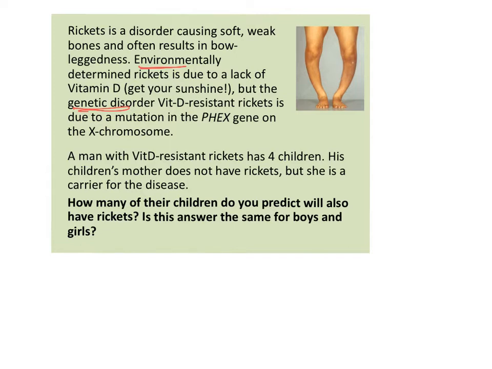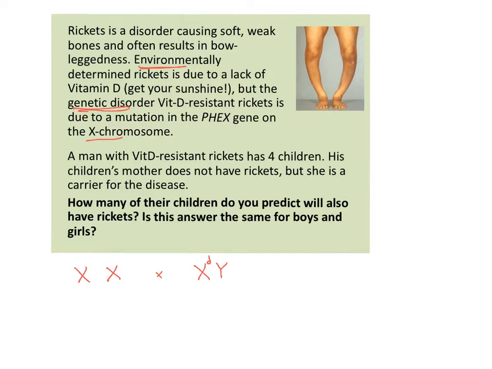So we have a man with vitamin D resistant rickets who has 4 children. His children's mother does not have rickets, but she is a carrier for the disease. So let's draw out our genotypes here. We know that this is an X chromosome mutation, and since we're talking about humans, we can write down the genotypes of the parents. All right, we've got the female and the male. We know that the man has vitamin D resistant rickets, so I'm going to put a little d on his X chromosome.